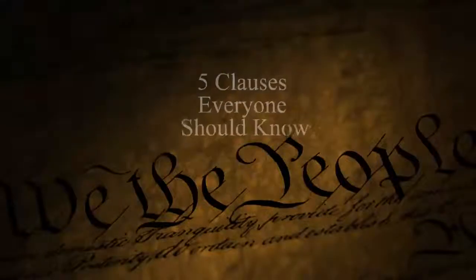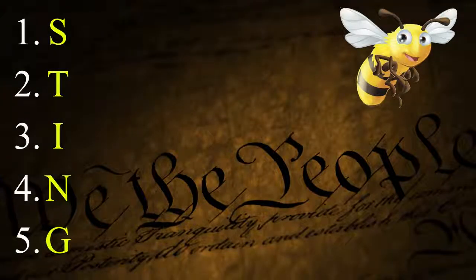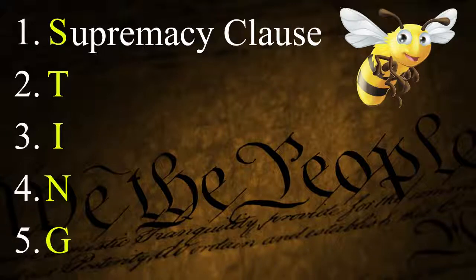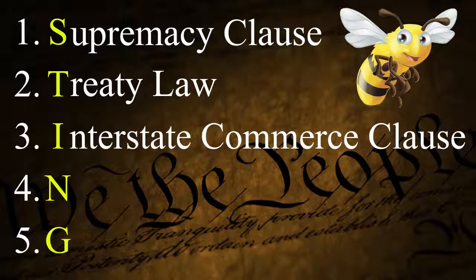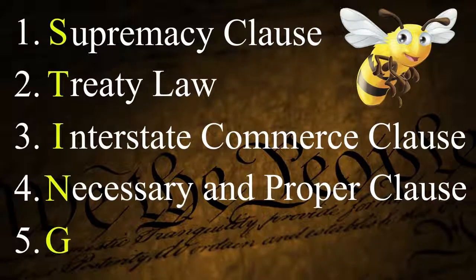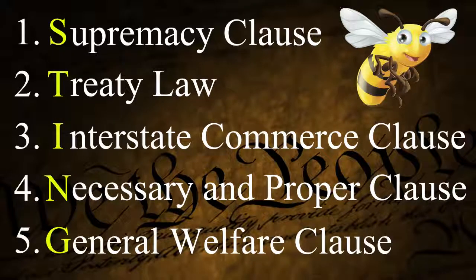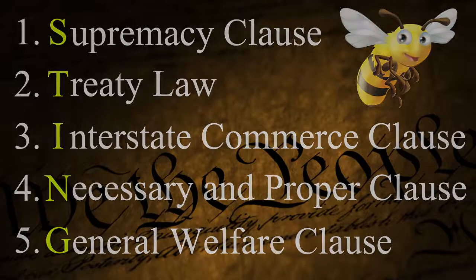Okay, quickly now, name the 5 clauses everyone should know. Remember our acronym? STING. So S is supremacy. T is treaty law. I is interstate commerce clause. N is necessary and proper clause. And G is general welfare clause. Very good. Okay. Hopefully those are just boom, boom, boom. They rattle right off.